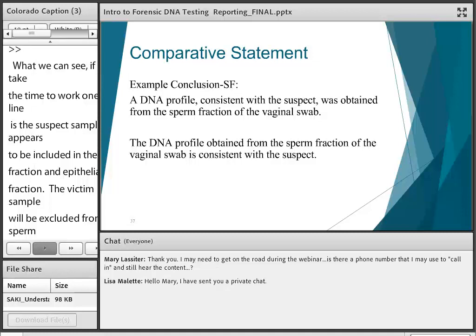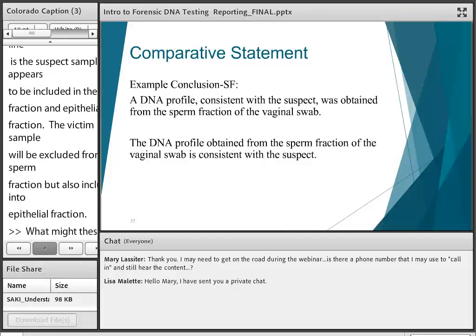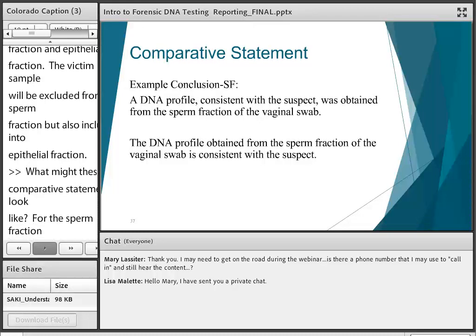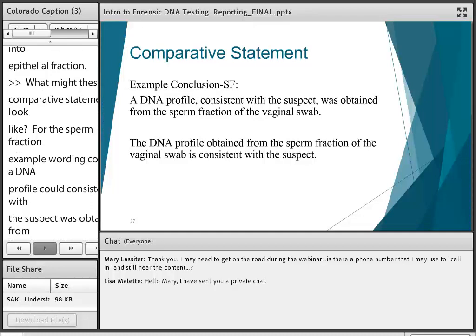So what might these comparative statements look like? For the sperm fraction, example wording could be, a DNA profile consistent with the suspect was obtained from the sperm fraction of the vaginal swab, or the DNA profile obtained from the sperm fraction of the vaginal swab is consistent with the suspect.